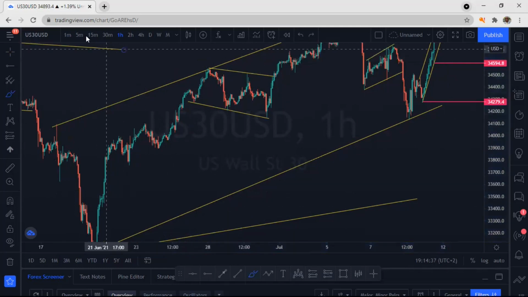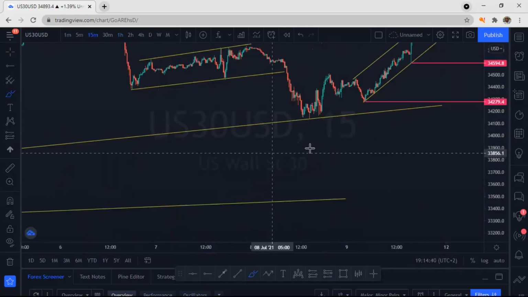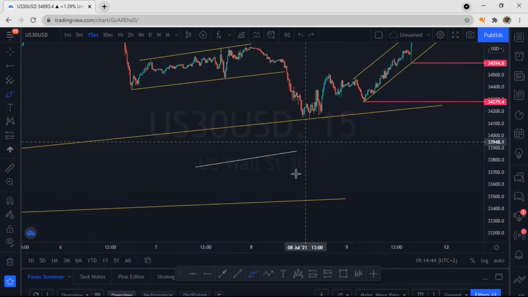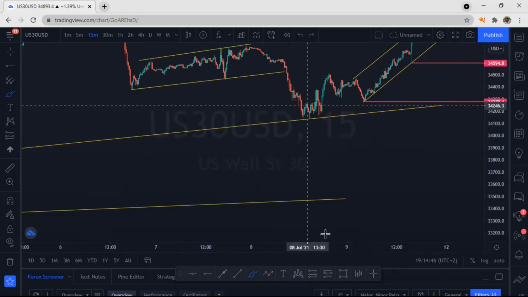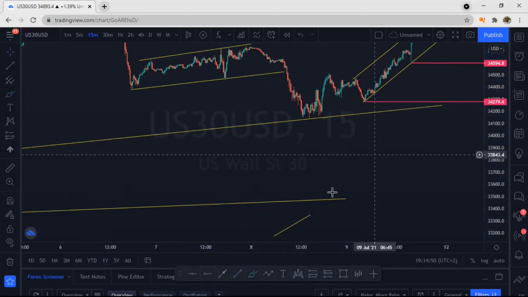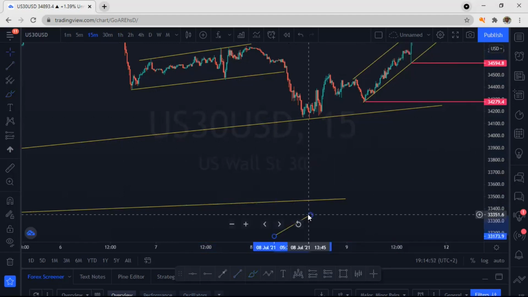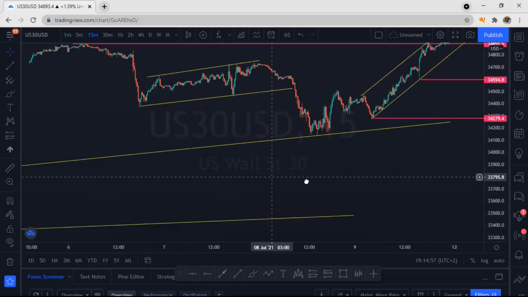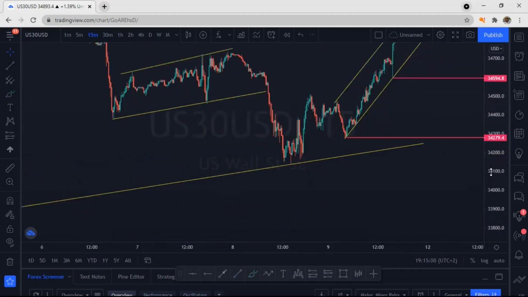So here, let me go to the 15-minute time frame. I have to remove this again. Cool, now we are on the 15-minute chart. If you look at the market from here, this is where the market gave us so many pips.